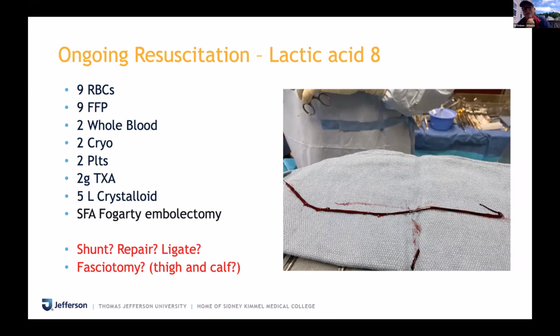The vein is the thing that's going to be the limiting issue here, because the vascular surgeons can always do something about the arteries. The vein is going to be the limiting factor. So those are my only comments about it.